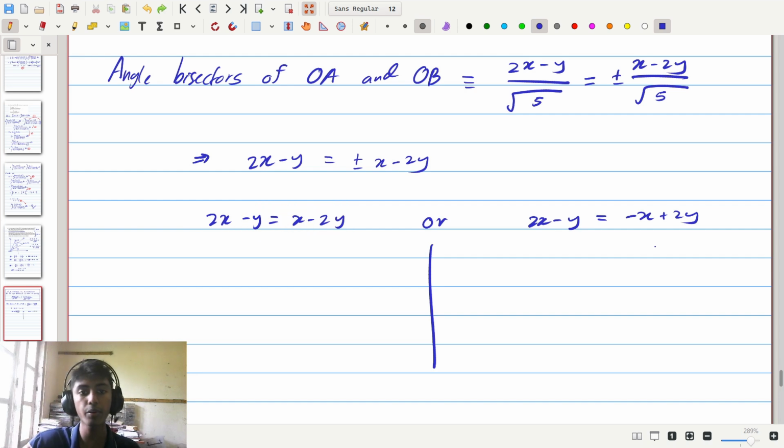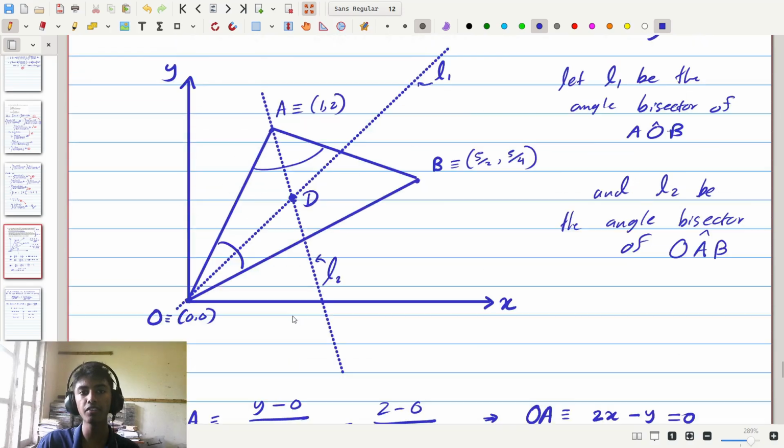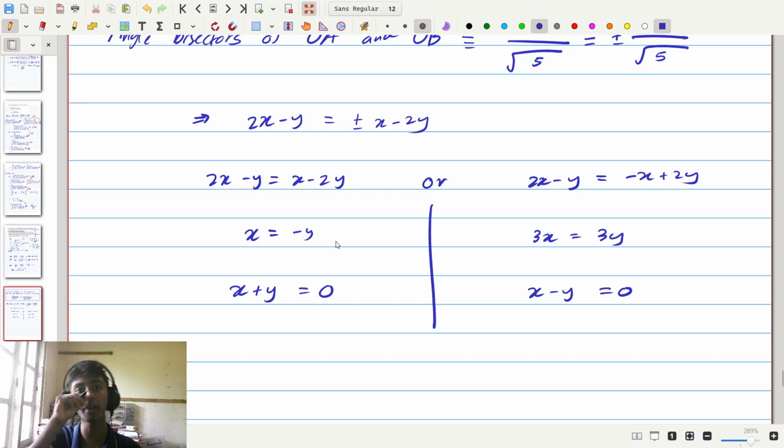On the left hand side, therefore, we get an x, and on the right hand side we get a minus y. So we get x equal to minus y, or if you write it in ax plus by plus c form, we get x plus y plus 0 equals 0. In the other case, we have 2x minus x, which is 3x, and minus y plus 2y, which is 3y, which means we get 3x equals 3y, or x equals y, which simplifies to y minus x equals 0. So therefore L1, the angle bisector of AOB, is either x plus y equals 0 or x minus y equals 0.